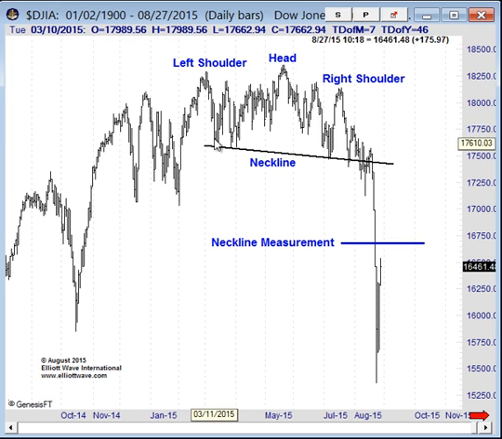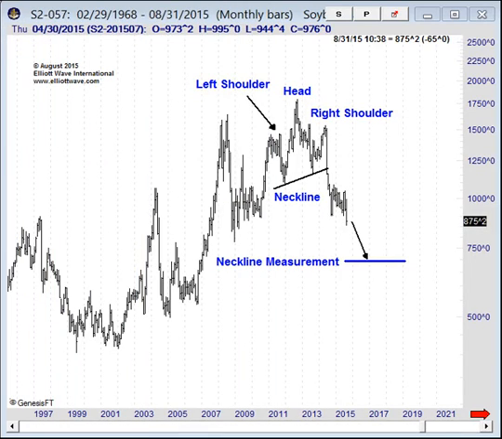Here was the nice head and shoulders formation in the Dow: left shoulder, head, right shoulder. Here's the neckline. There's the neckline break. Here's the initial neckline measurement target. And as you can see, we almost did twice the distance to the downside. So this is a great example of a head and shoulders formation recently in the Dow Jones Industrial Average. Let's take a look at another great example.